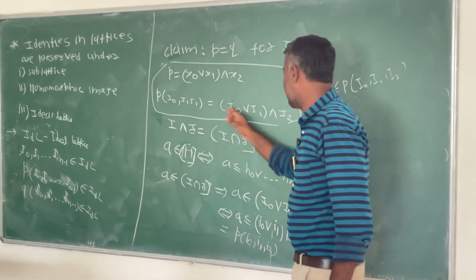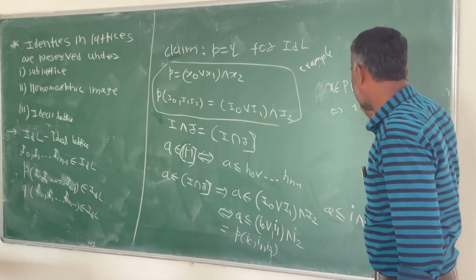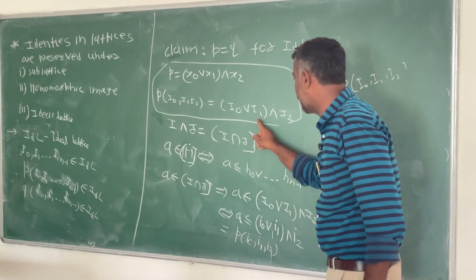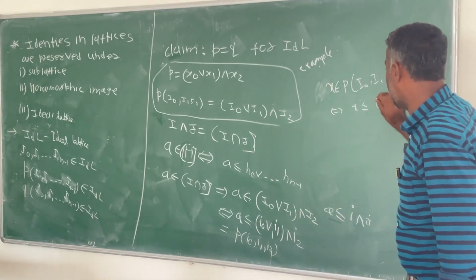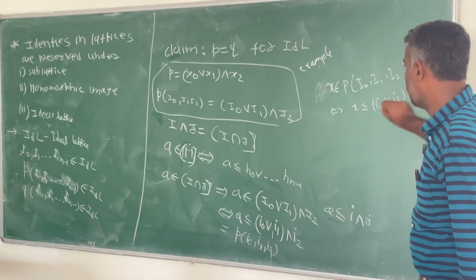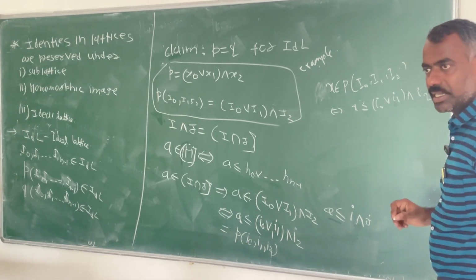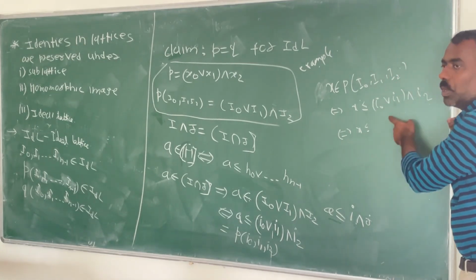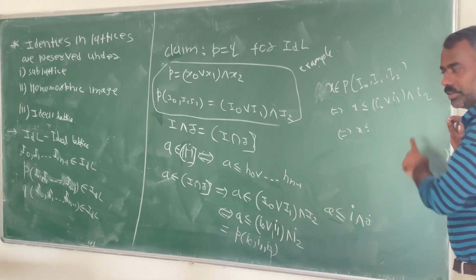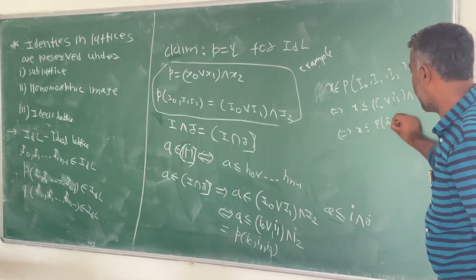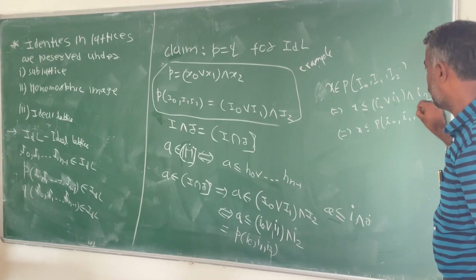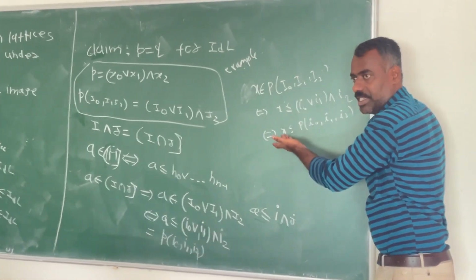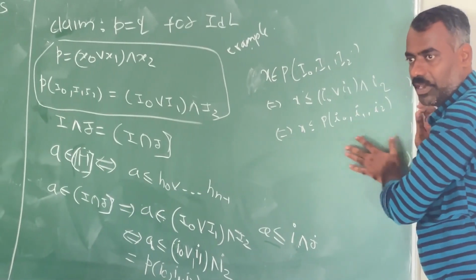But when we say that x is in this ideal, if and only if x is less than or equal to some element here, some element here, some element here. So that means I0 join I1 meet with I2. Is this clear? But this is the same as what? This x is less than or equal to, this is nothing but the polynomial evaluated at I0, I1, I2. That means x is here if and only if x is less than or equal to this one. Are you following?